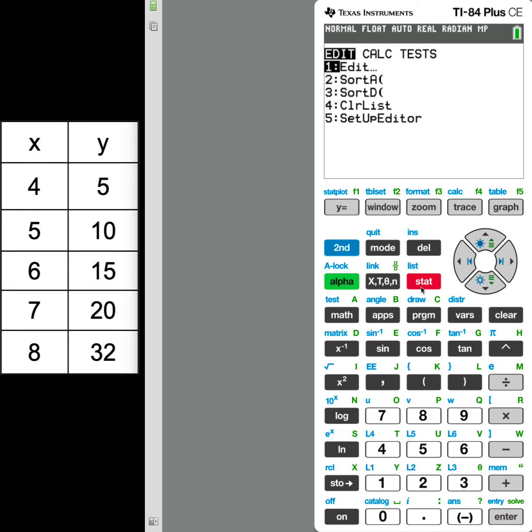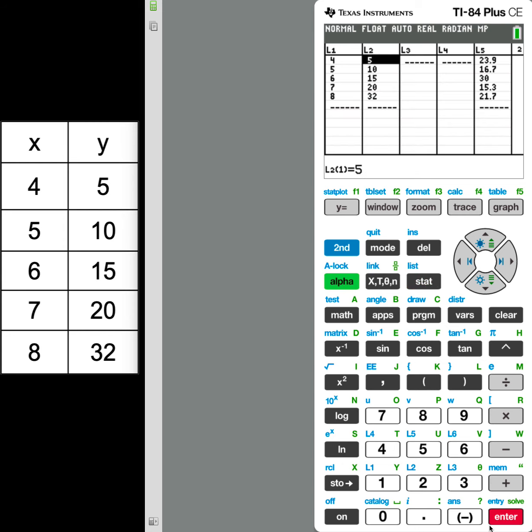You're going to go to stat and edit to input the list, right? I already did that. So L1 has my X values and L2 has my Y values. Input that into whatever list you want to be in, but make sure that you remember where you put it, right? All right, so second quit to go back to my home screen.